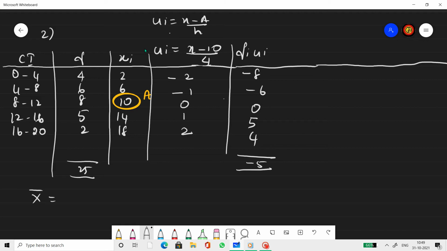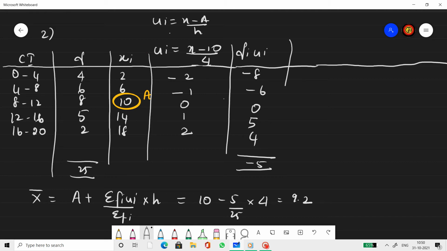And the mean x bar is equal to a plus sigma fi ui by sigma fi, into h. So that would be 10 plus minus 5 by 25, into 4. So we find the mean as 9.2. Now let's start the mean deviation process.